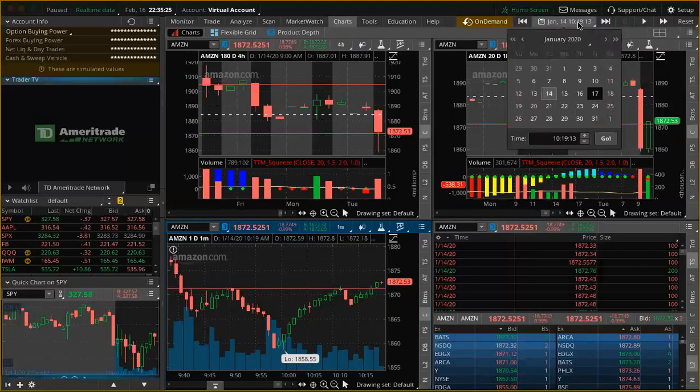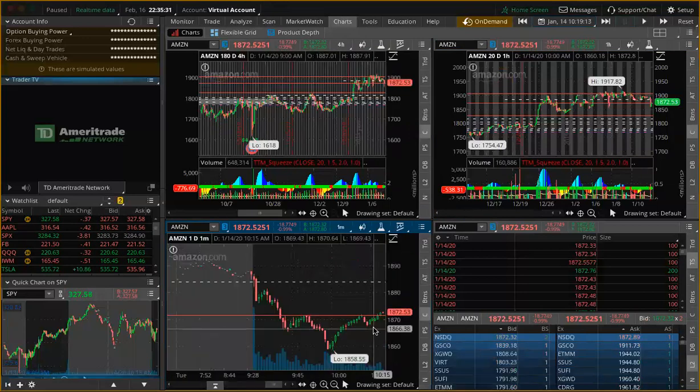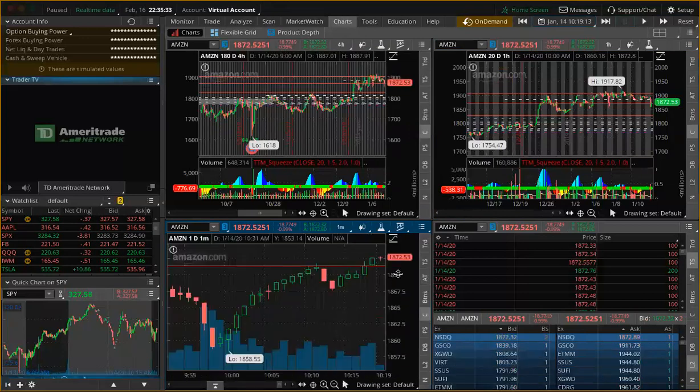So I took profits there. I hopped back in at literally 10.20. So really I didn't have to move that. We could have just stayed there. So the market's making a move up.